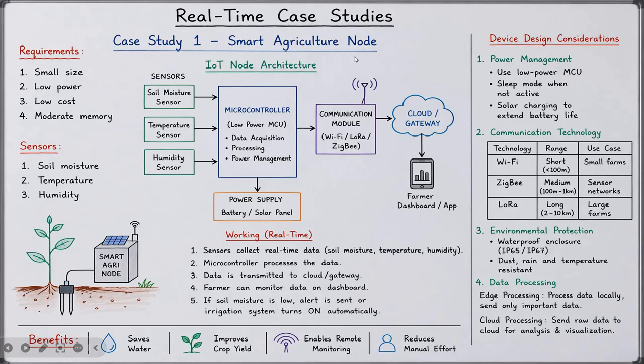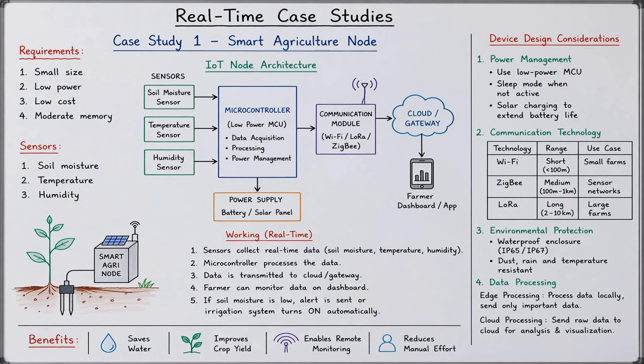Now the requirements for the Smart Agricultural Node are small size, low power, low cost, moderate memory. Small size is nothing but the device must be compact so that it can be easily placed in soil or attached to the plants. And small size helps in deploying many nodes across large agricultural fields.